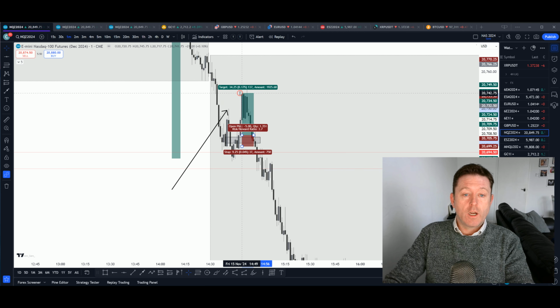This trade we actually closed on, I think it was around this high here.